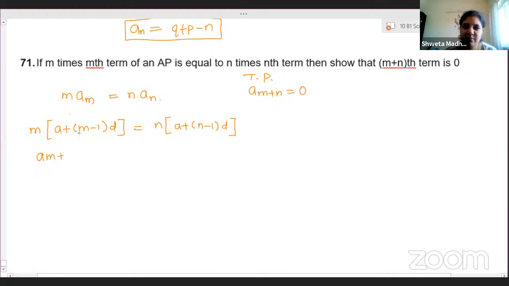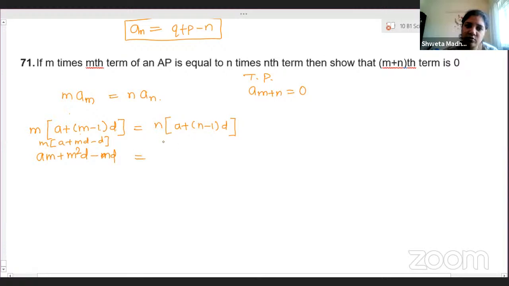am plus m into d, m square d, minus 1 into d is minus d, minus d into m. Or you can write this as m into a plus md minus d, and then multiply inside. This is m into md is m square d, minus d into m is minus md.